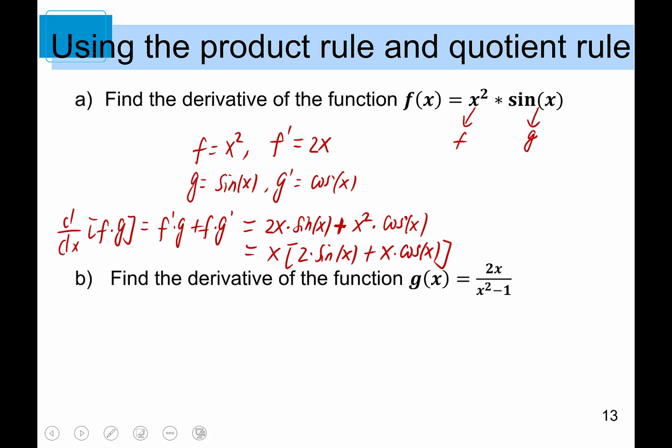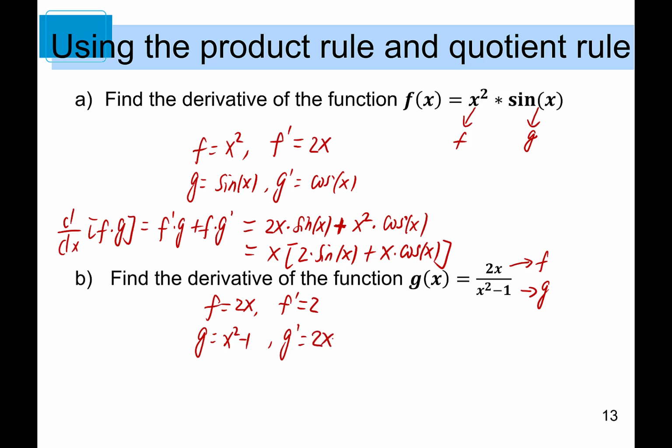Second, let's take a look at finding the derivative of the function g of x equals 2x over x squared minus 1. So here this is our f, that's g. So f equals 2x, f prime is equal to 2. G equals x squared minus 1, and g prime: the derivative of x squared becomes 2x. The derivative of minus 1 becomes 0, so 2x minus 0 is 2x. Alright, now we just apply the quotient rule.